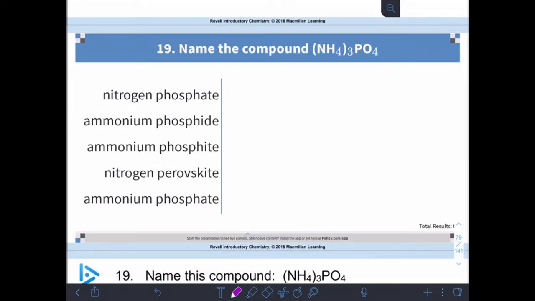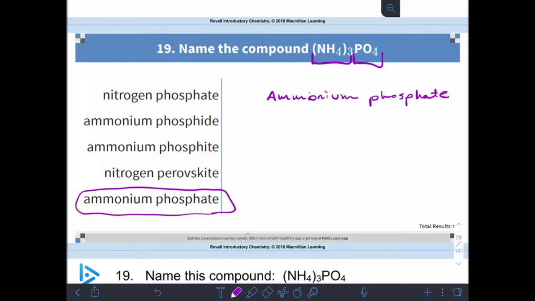All right, (NH4)3PO4. So this piece right here, that's our ammonium. And this piece right here is our phosphate. Which looks like is our last choice here, ammonium phosphate.